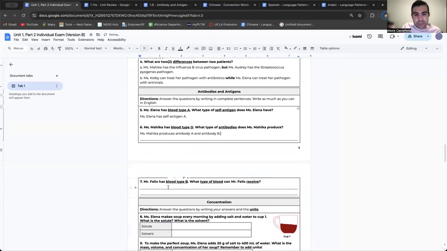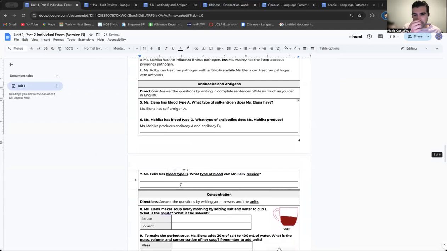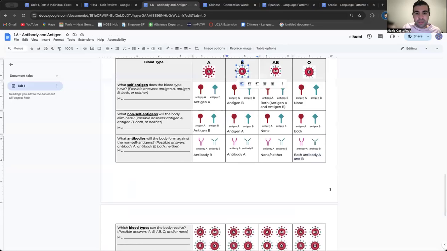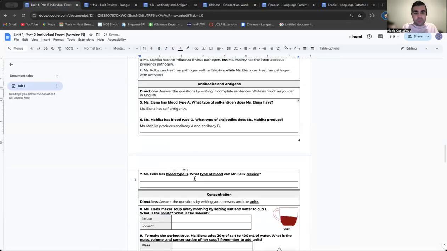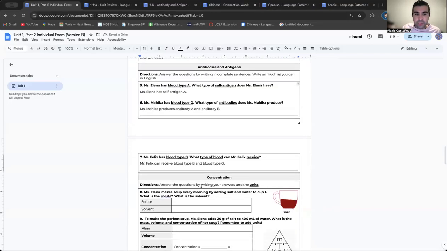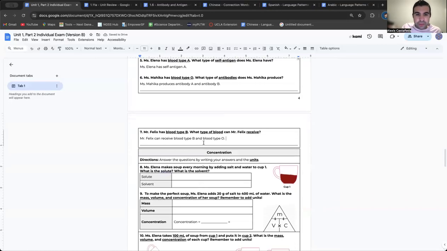Okay. Then it tells us Mr. Felix has blood type B. What type of blood can Mr. Felix receive? So let's come back here. So blood type B, if I have blood type B, I can receive blood type B and blood type O. So here I'm going to write that Mr. Felix can receive blood type B and blood type O.